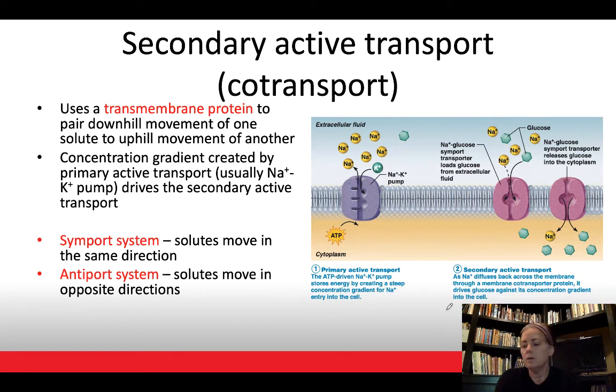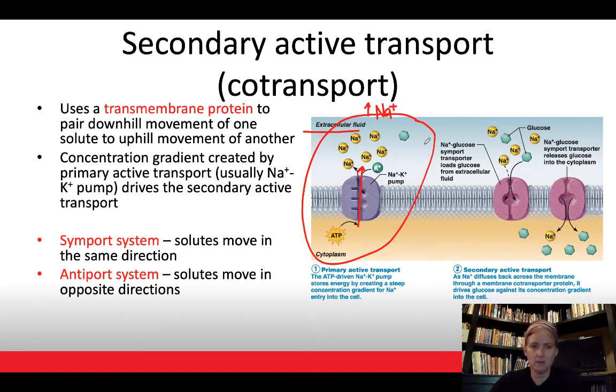Now, there are some cases where we have primary active transport, most notably the sodium-potassium pump, which creates a concentration gradient that allows another type of transport process to run off of. Okay? And so if you look at this, here is our example of our sodium-potassium pump. And what's happening is it's constantly ejecting sodium to the outside of the cell. This is our extracellular fluid. So we end up building up an increased concentration of sodium on the outside of the cell.